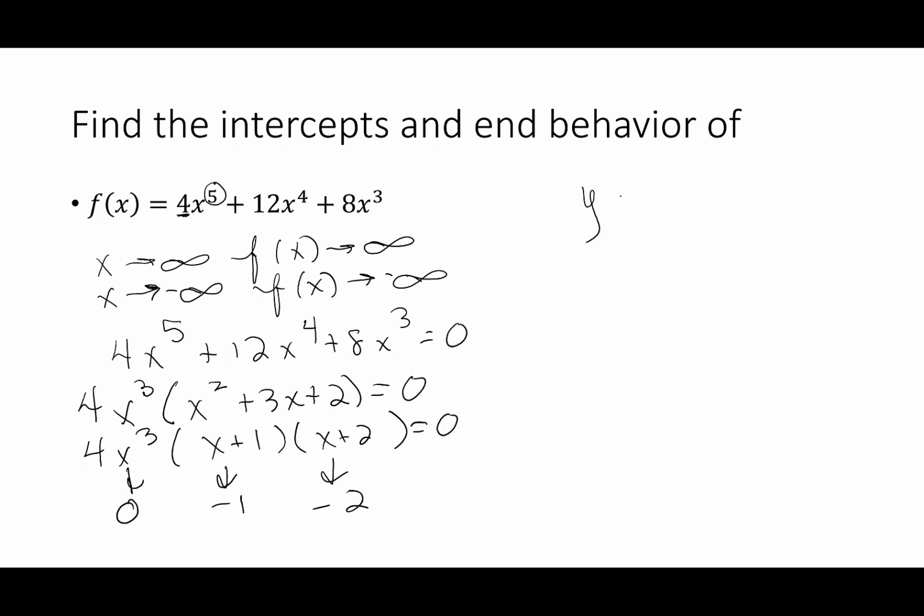Then to get the y-intercept, or they might call it the f-intercept, we're going to plug in 0. So I have 4 times 0 to the 5th, plus 12 times 0 to the 4th, plus 8 times 0 cubed, which is just 0.